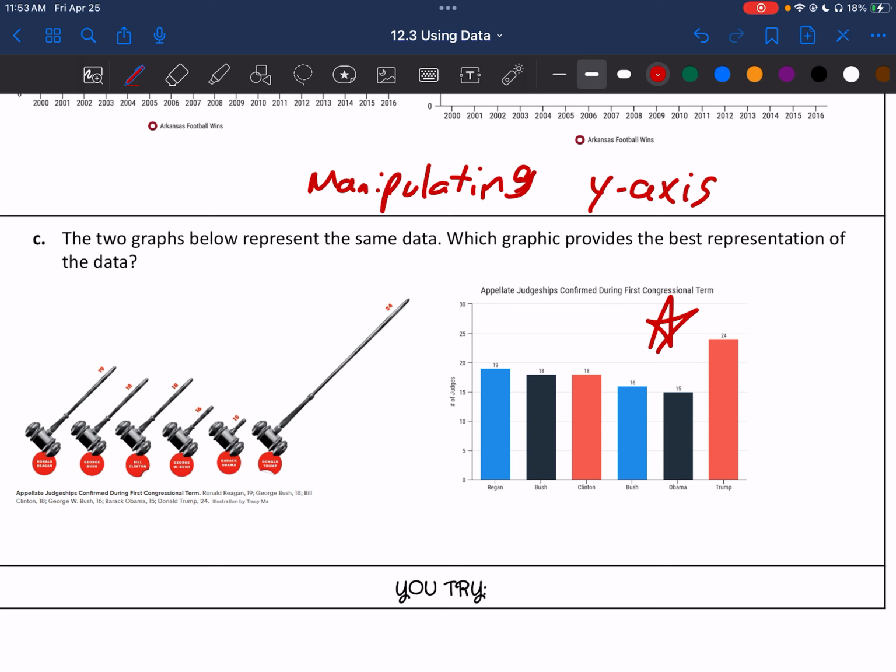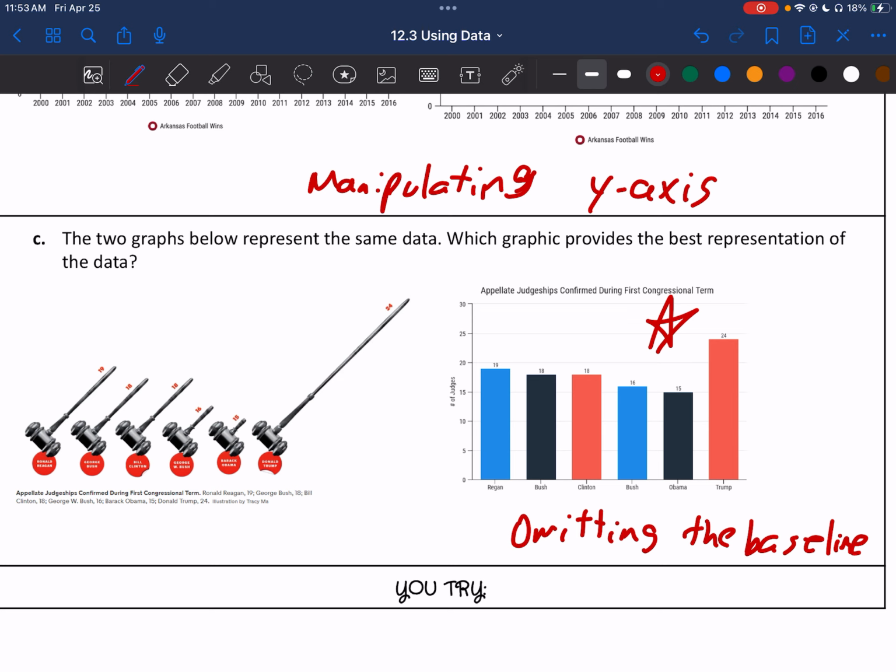Now, the one on the left is more engaging because it is showing a picture instead of just a bar graph. But what we're doing is, this is called omitting the baseline. By omitting the baseline, by skipping over those 0 to like 10, you're skipping the fact that everybody has the same starting point. The one on the left makes it look like Donald Trump had significantly more. That looks like it's double or triple of what Barack Obama did.